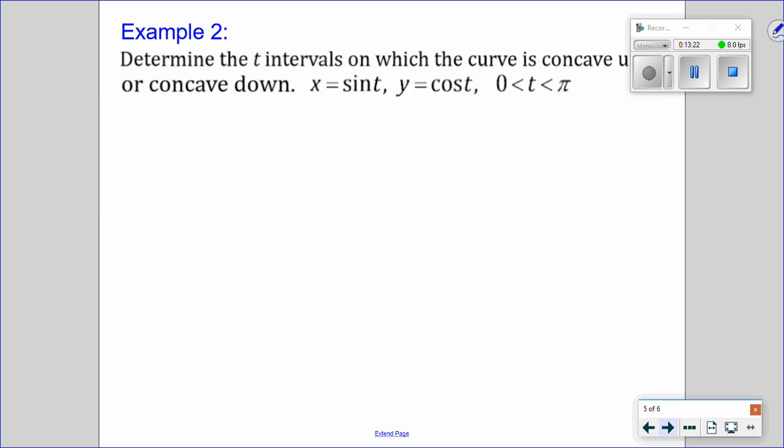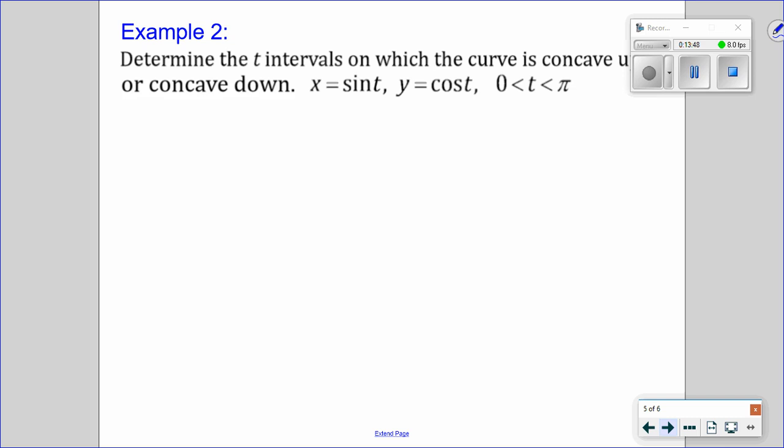Since we can find the second derivative, we can actually use it to determine concavity. In this example, we're going to determine the intervals of t on which the curve is concave up or concave down. Our parametric equations are x equals sine of t and y equals cosine of t on the interval 0 to pi.